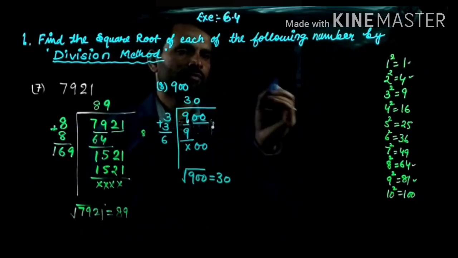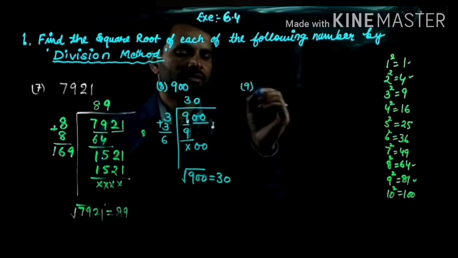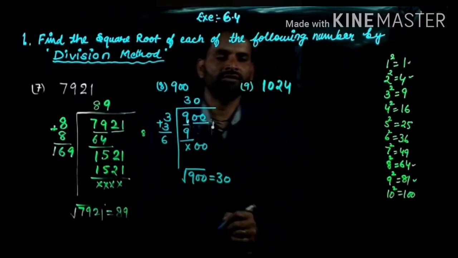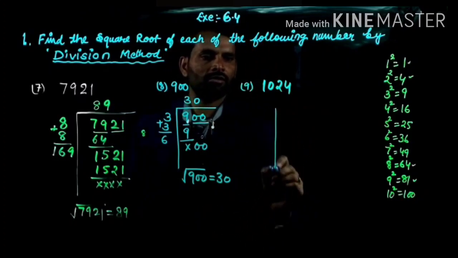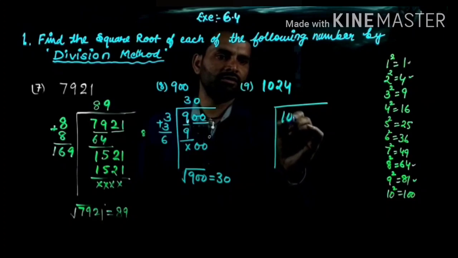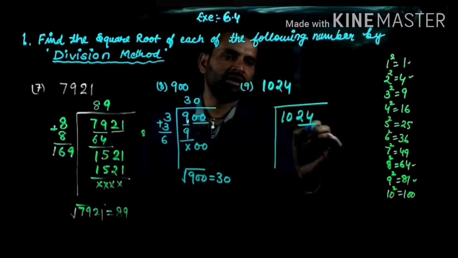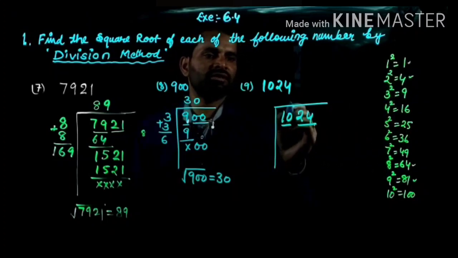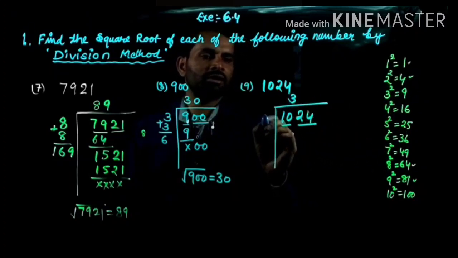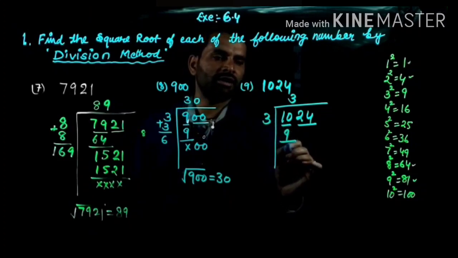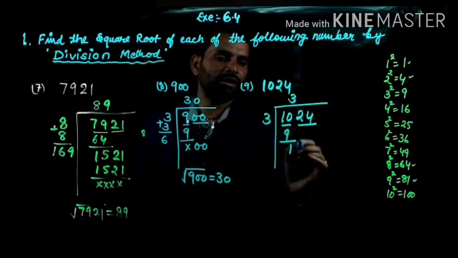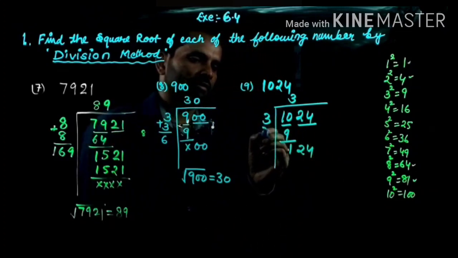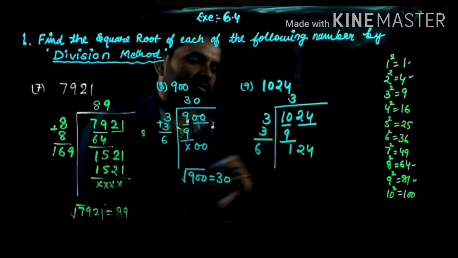Okay, next is question number 9, the number 1024. First we will draw a line and make a pair. 10 is between 9 and 16, so you choose the number 3. 3 times 3 is 9, leaving 1, and the next pair is 24. Then 3 and 3 make 6.